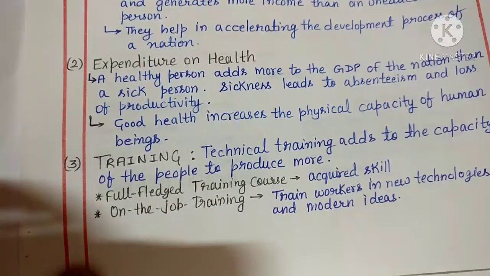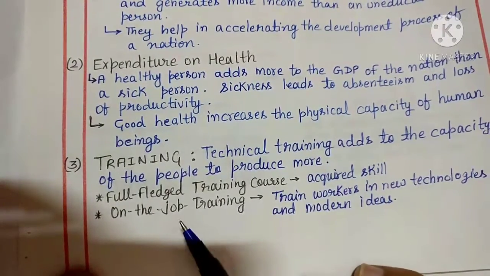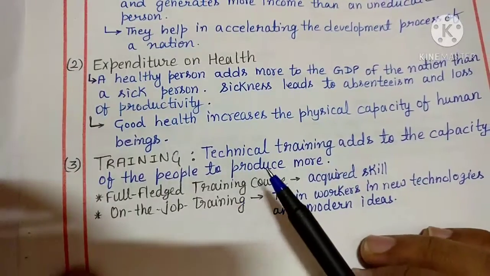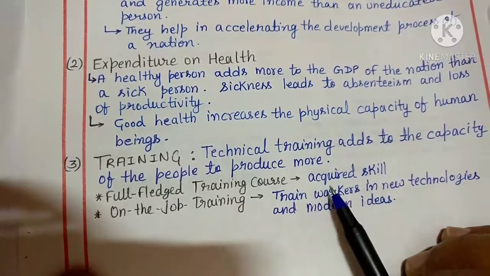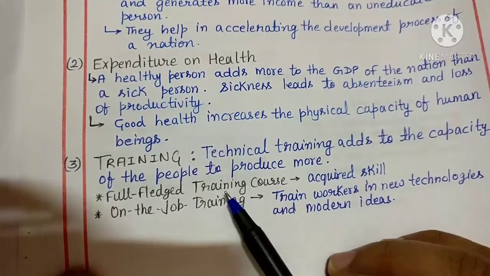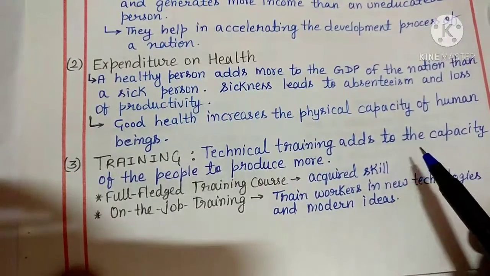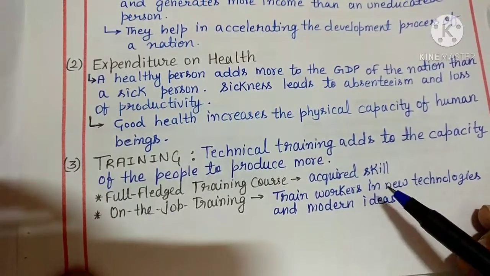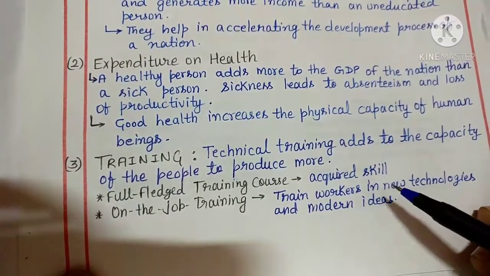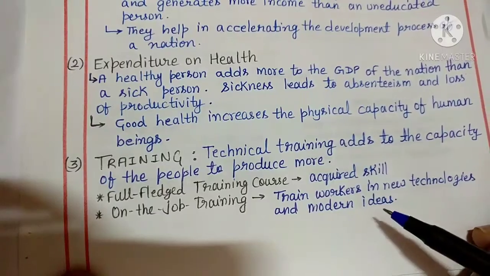Like, in order to become an engineer, we need training of BTech. In order to become a doctor, we need training of MBBS. That is called a full-fledged training course, which is for acquiring the skills. After learning the skills under training of MBBS, only then do we become a doctor.